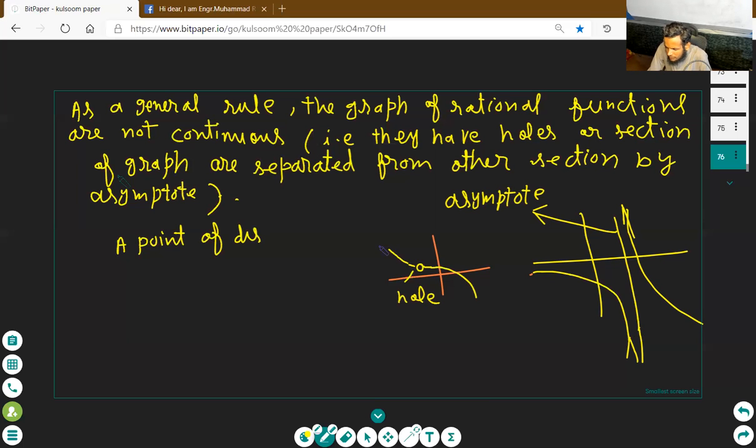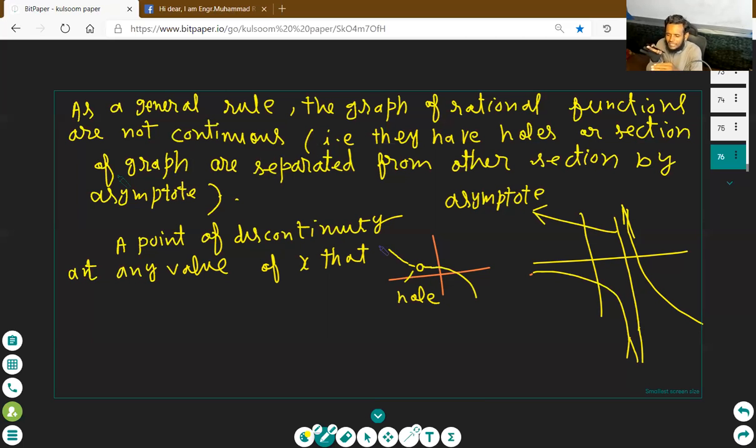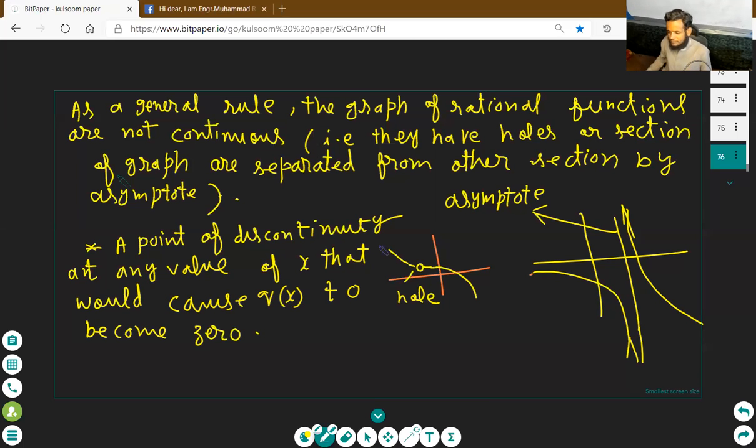A point of discontinuity at any value of x that would cause q of x to become 0. If we get the denominator 0 by putting any value of x, this means that our graph is discontinuous at that point, okay? A point of discontinuity, you are understanding this point, at any value of x that would cause q of x to become 0, okay? Clear or not clear? Yeah, clear.